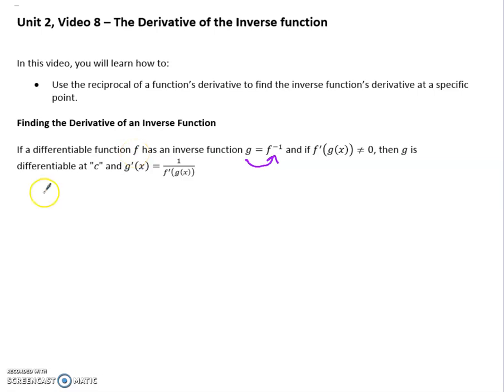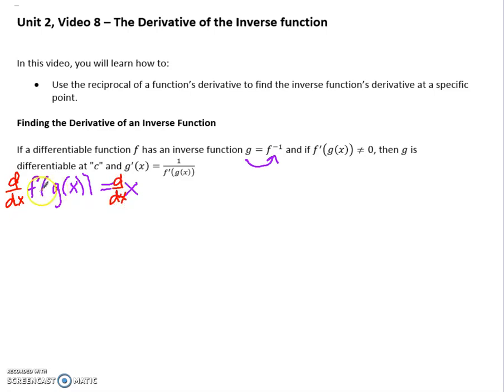The first thing you should know is that if I do, for example, f of g of x, understanding that f and g are inverses, I should get x. You should remember that from Algebra 2 and pre-calculus. When you compose two inverses together, you get x. So if that's true, to find the derivative, I'm going to take the derivative of both sides, using the derivative operator.